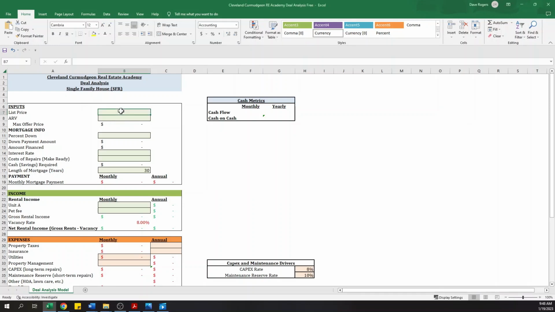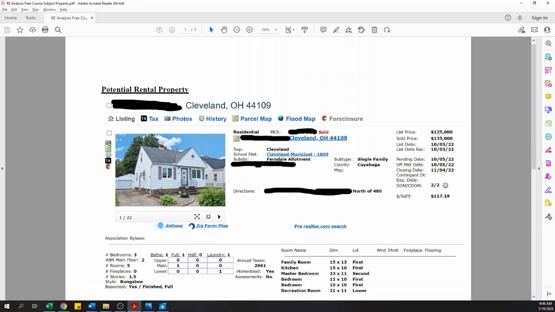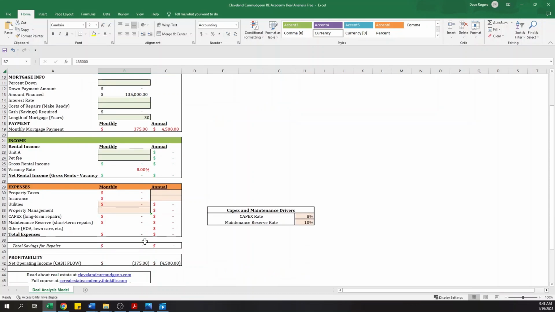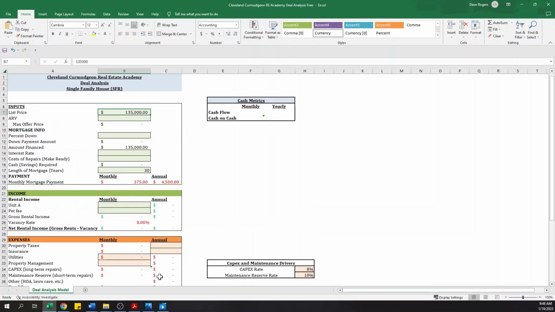Our first item is list price under inputs, and we are just going to get this from our listing. Our list price is $135,000. We'll type that into the top. If you're using Zillow, just do the same thing. What is the house listed as? And we're going to track that up at the top as list price. And list price is also the number that is going to drive our cash flow, our cash on cash, and all these other metrics further down in the spreadsheet.